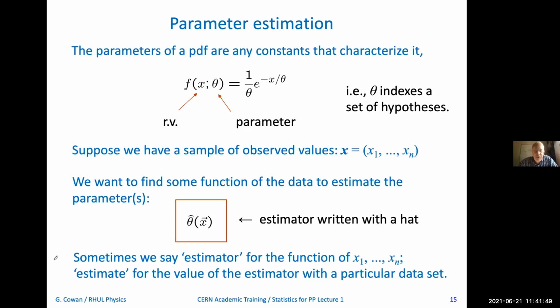Now, physicists are not so great at distinguishing between a function as a mapping and the value of that function when you evaluate it with a particular argument. In cases where it's important to make that distinction, I will say estimator for the function, and I will say estimate for the value of the estimator evaluated with a particular data set. Usually that's not too critical.